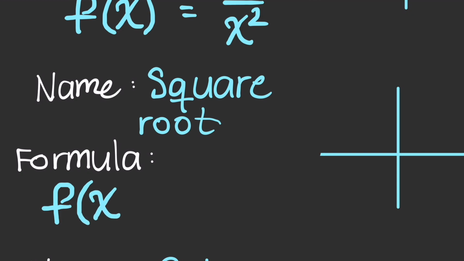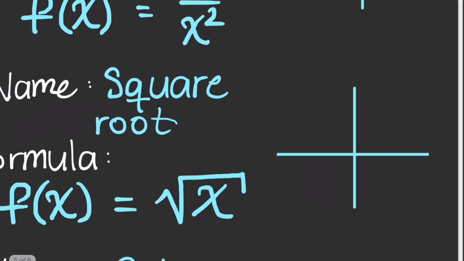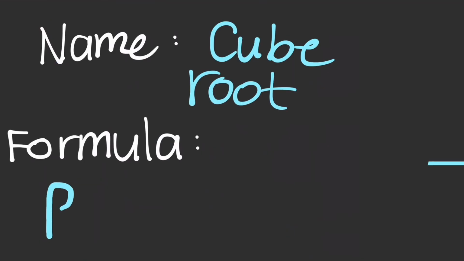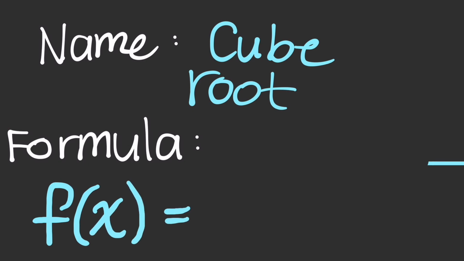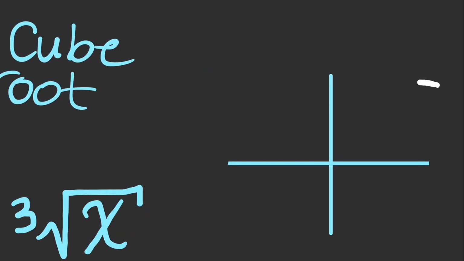Next, let's take a look at the square root toolkit function. So f of x is equal to the square root of x. And in this case, we're also going to have a hyperbola-shaped graph. So it's a curved line. And last but not least, we have the cube root function where f of x is equal to the cube root of x. Okay, so the graph for this is again going to be a hyperbola.